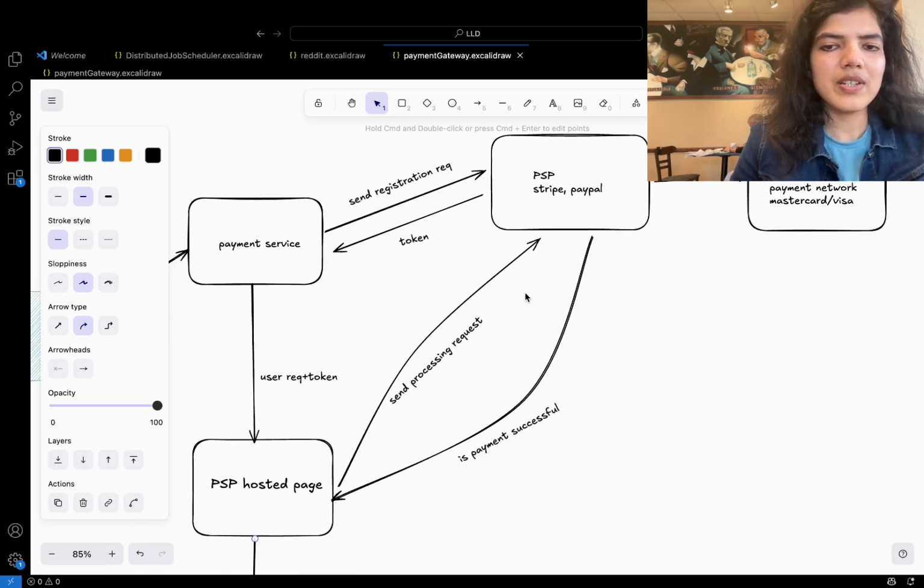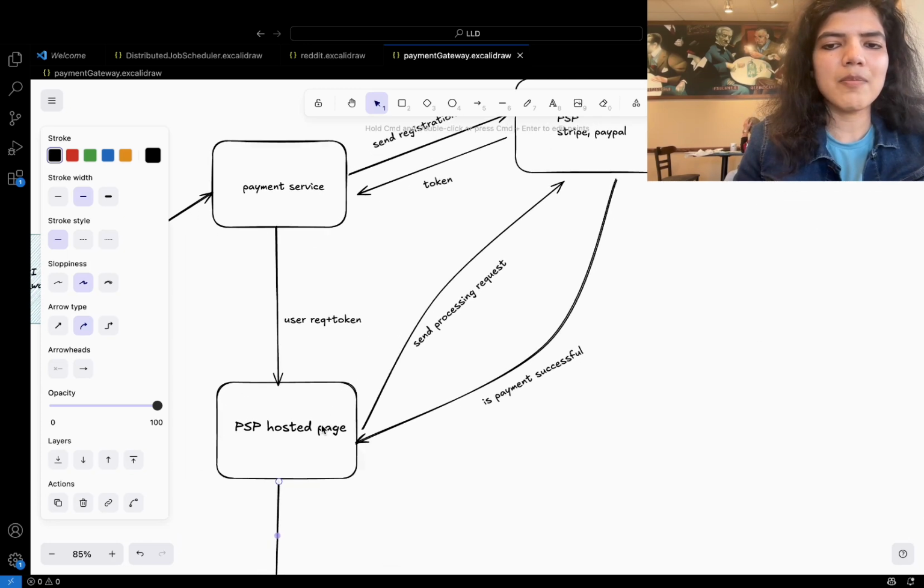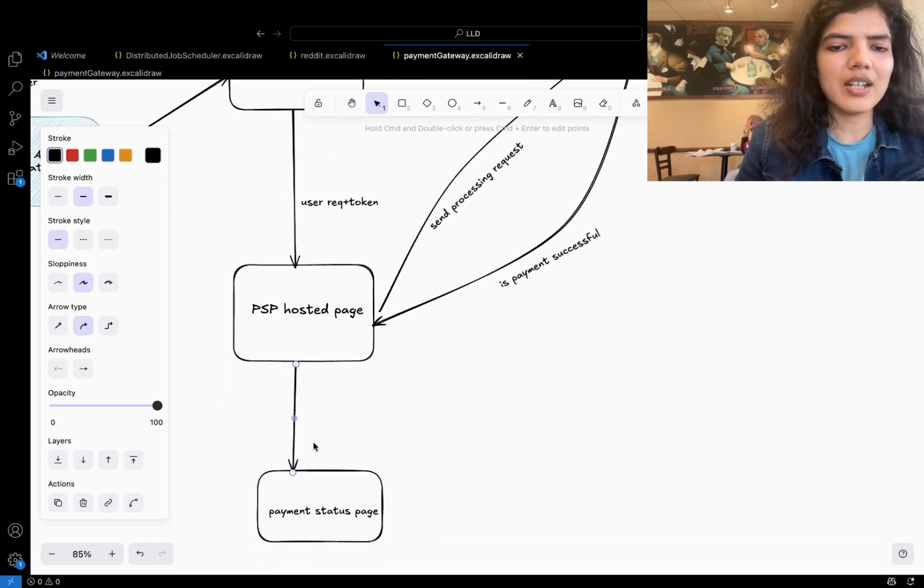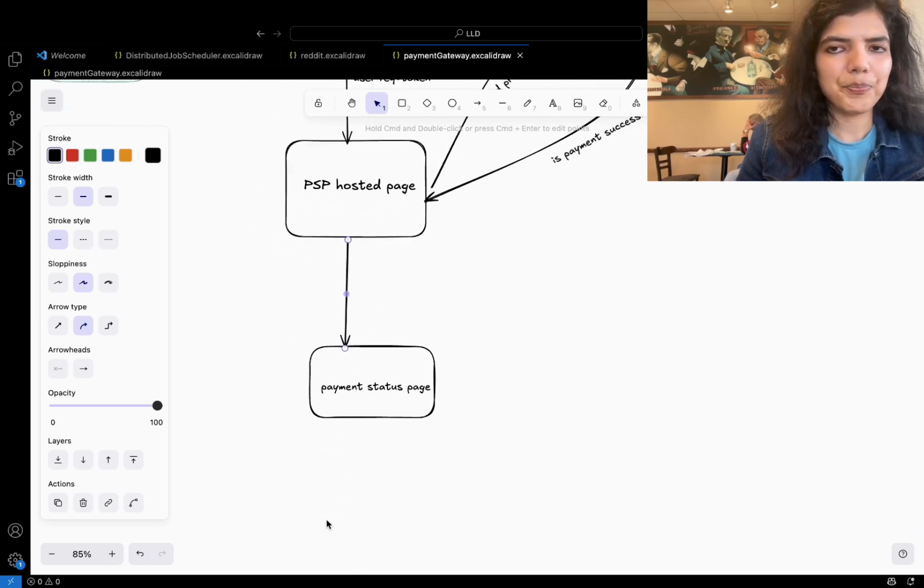With the token, it will start the payment processing request for the PSP. It sends the details to the payment network to transfer the money into the account. Based on the status of the payment, it will send the status back to the hosted page, and it will show the status page to the user.